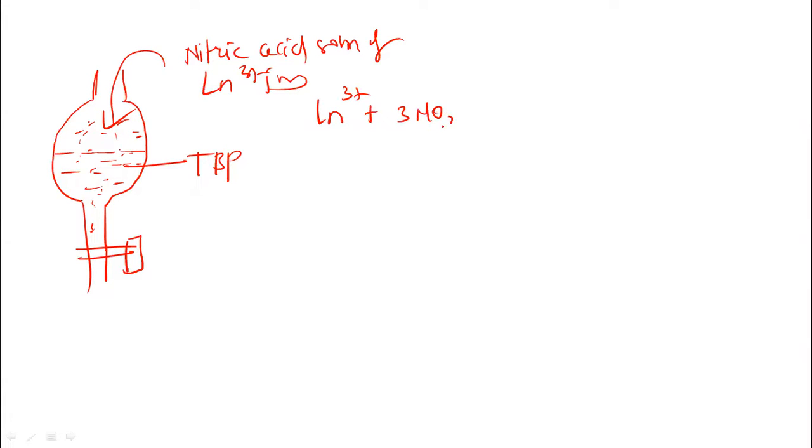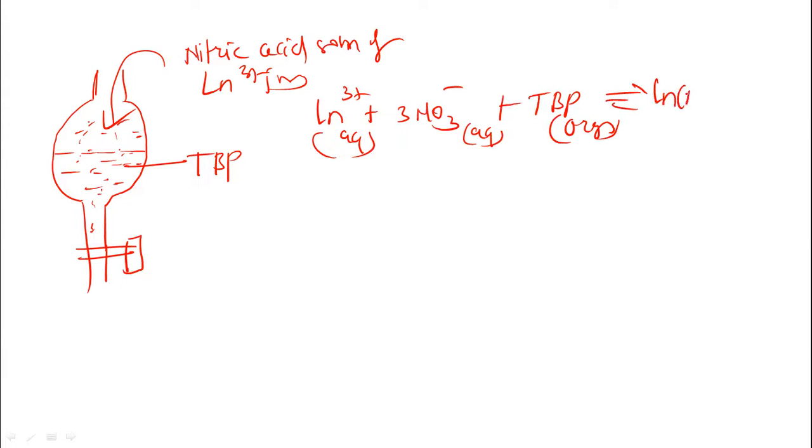Nitric acid solution, 3 molecules, 3 nitrate ions. This is in the aqueous phase. And tributyl phosphate as a solvent is in the organic phase. And the lanthanide ions get extracted from the aqueous phase into the organic phase. So this complex gets formed in the organic phase. Okay, this is the complex. So in this way, in the organic phase, this complex is formed.